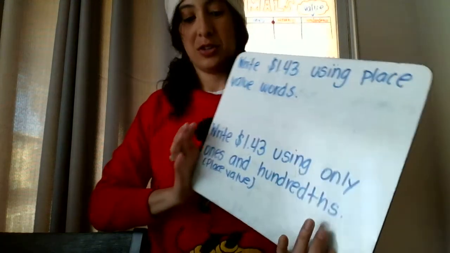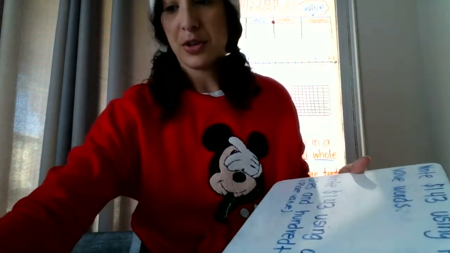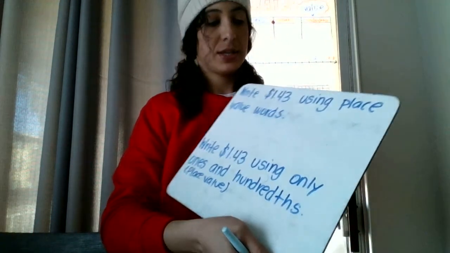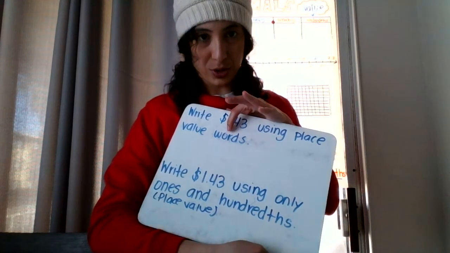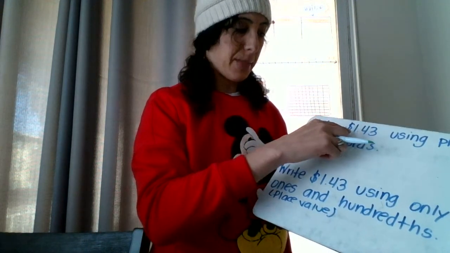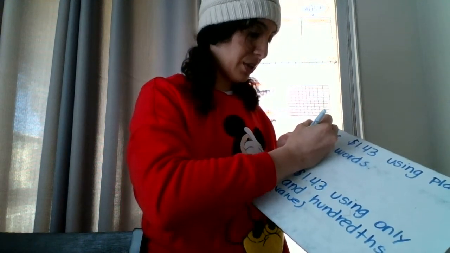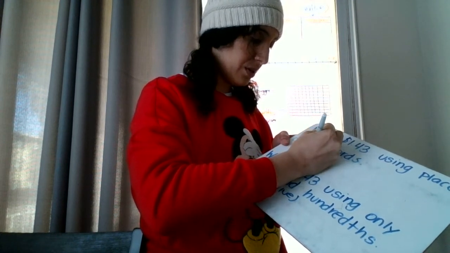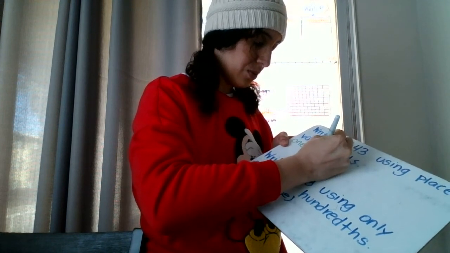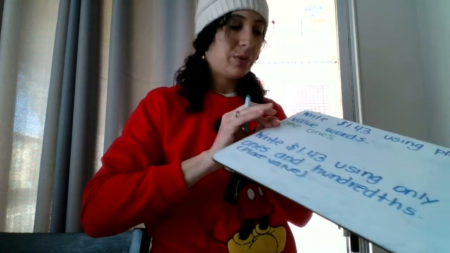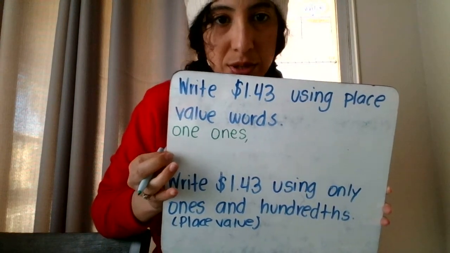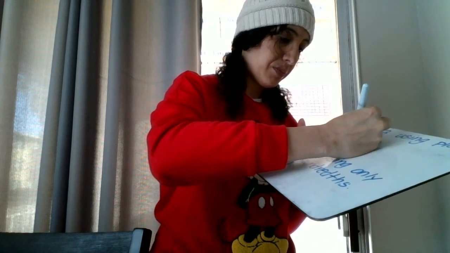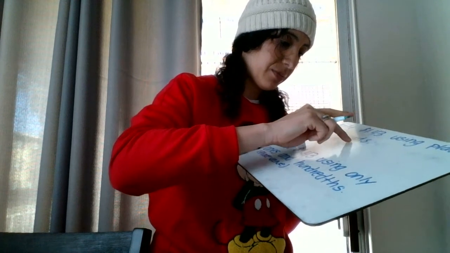Okay. So, if you're unsure, this is how you would write $1.43 using place value words. So, my 1 is in my ones place, so I have 1 once, okay? Whoopsie.